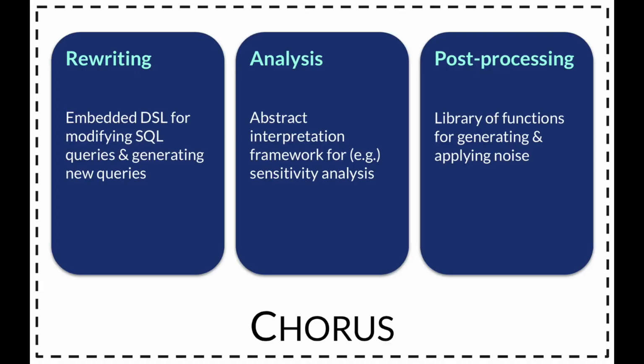The third piece is a post-processing piece, and this is really just a library of functions for adding noise to things. So first, in our summation query, first we did clipping, then we did the query, and then we added noise. So the post-processing piece of Chorus gives you library functions for generating and adding that noise.